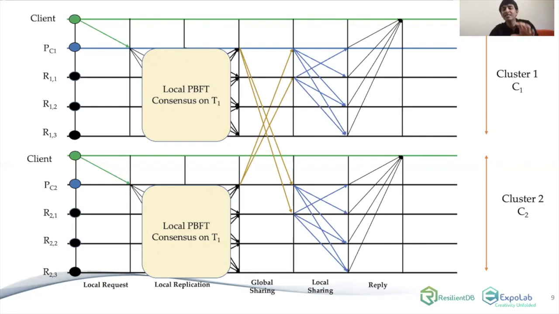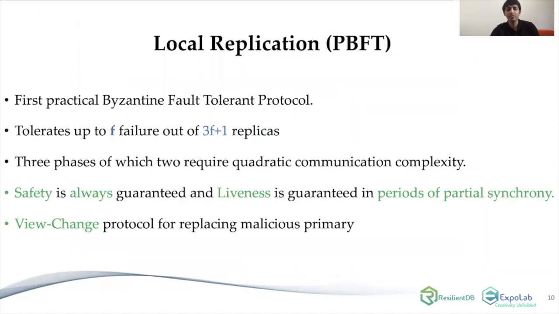Now let us go over each stage of this in detail. The first stage is local replication. For local replication, right now we use PBFT because it is one of the most robust protocols, and PBFT is well known. PBFT allows, in a system of n replicas, up to f failures, where n and f are related by n equals 3f plus 1. In PBFT, safety is always guaranteed, while liveness is guaranteed only in periods of partial synchrony. PBFT achieves consensus in 3 phases, and of these 3 phases, 2 require quadratic complexity.